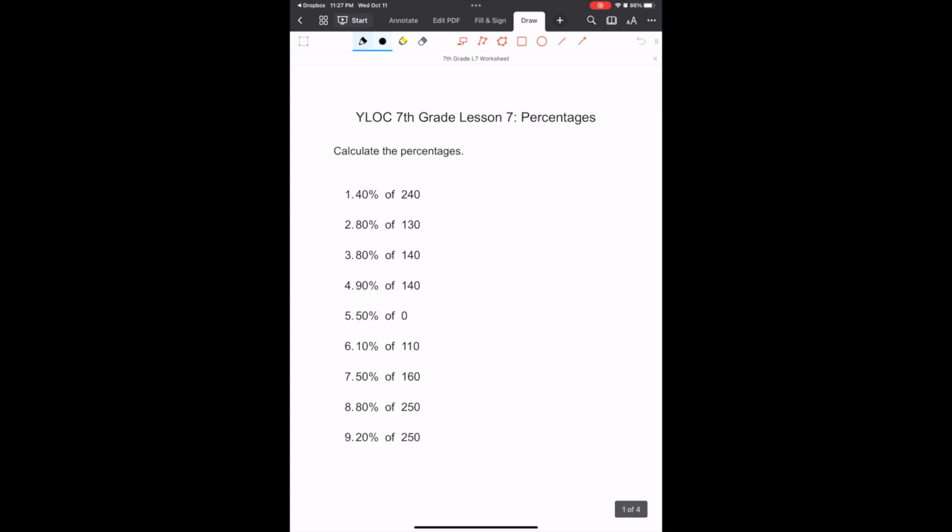Today we're going to be going over lesson 7, which is percentages. So let's start with number 1. What is 40% of 240?